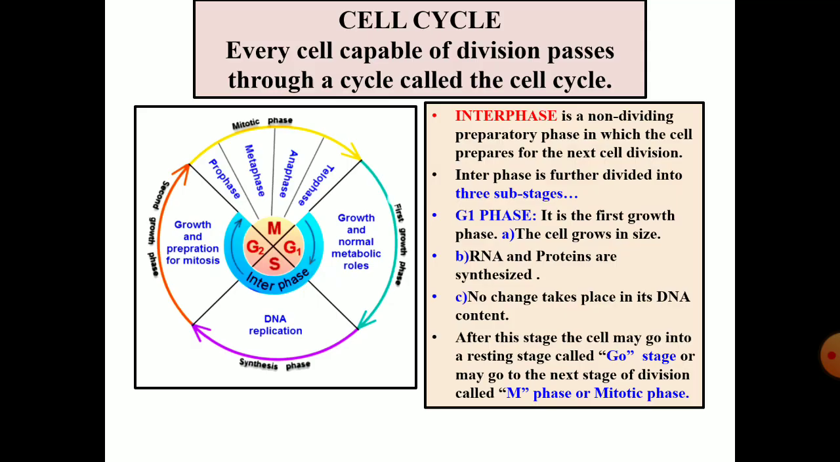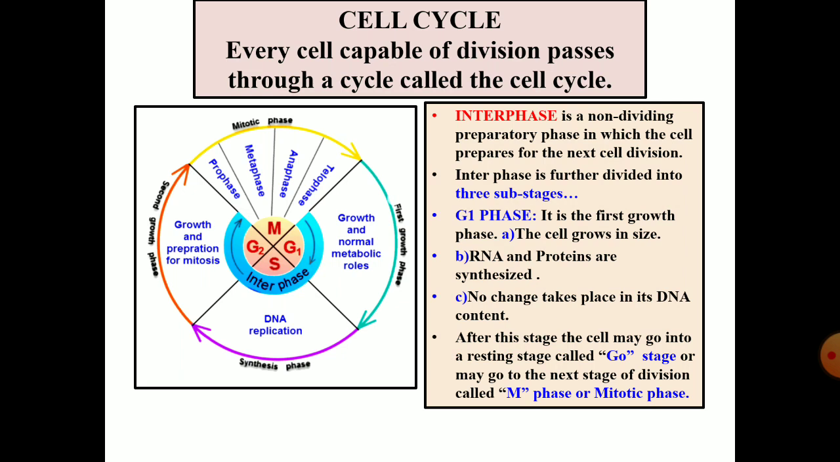Cell cycle. Now, what is cell cycle? Every cell capable of division passes through a cycle which is called the cell cycle. The cell cycle is broadly divided into two parts. The interphase, the blue part that you can see in this figure, is the interphase. Interphase is the non-dividing preparatory phase in which the cell prepares for the next cell division. Interphase is further divided into three substages.